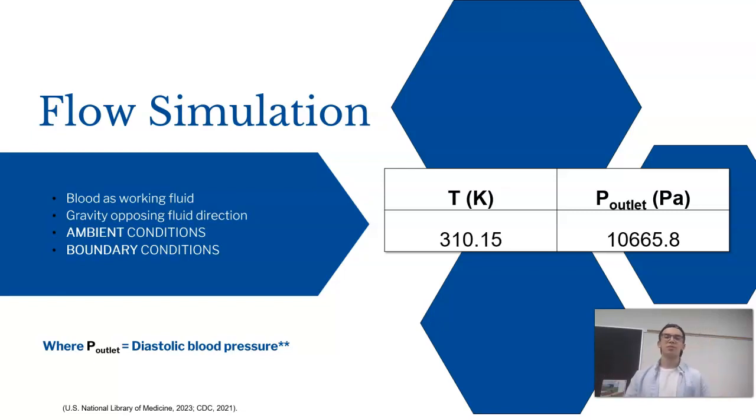So initially, that flow simulation did have some parameters I needed to configure. Blood, of course, being our working fluid, and gravity opposing that fluid direction since I'm looking at the CCA, so it's directly opposing that vertical flow to the brain. Our ambient conditions, of course, involved average body temperature, and the boundary condition was that diastolic blood pressure that we're expecting at the outlet, since it's going to be directly preceding when the heart is pumping that blood.